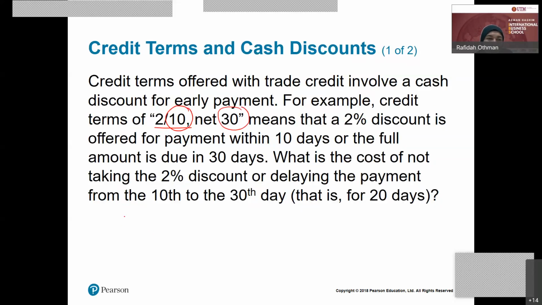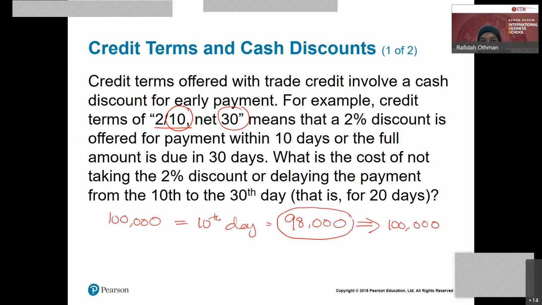Meaning that if your purchase is 100,000 in credit, and you pay within 10 days, how much do you have to pay? You only pay 98,000. But after that, you have to pay 100,000. So are you going to take this or are you going to leave this? The opportunity cost will be 2%. And this is the opportunity cost of 2%.